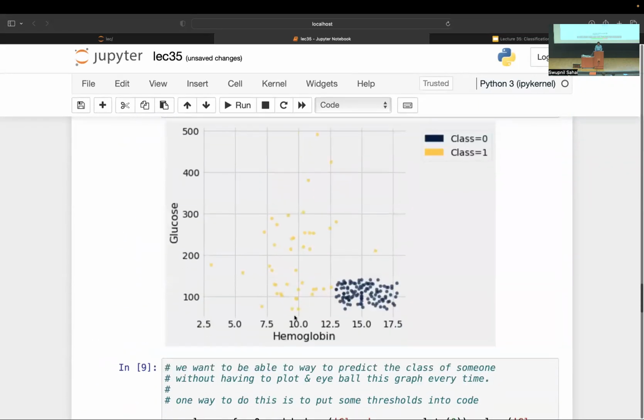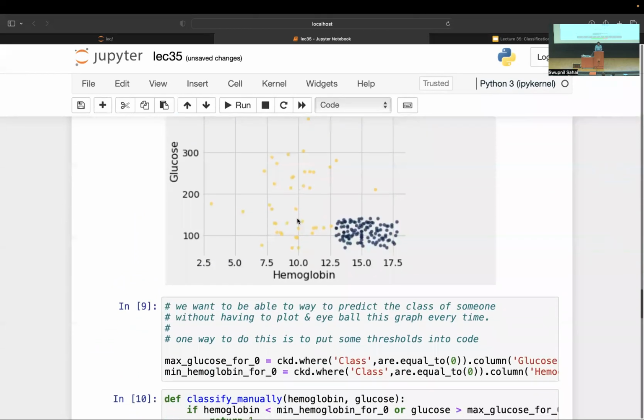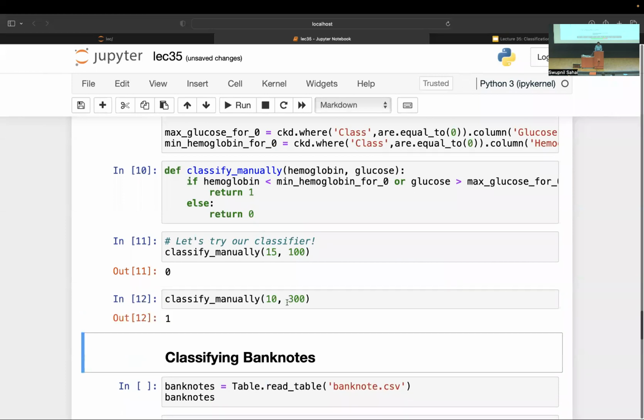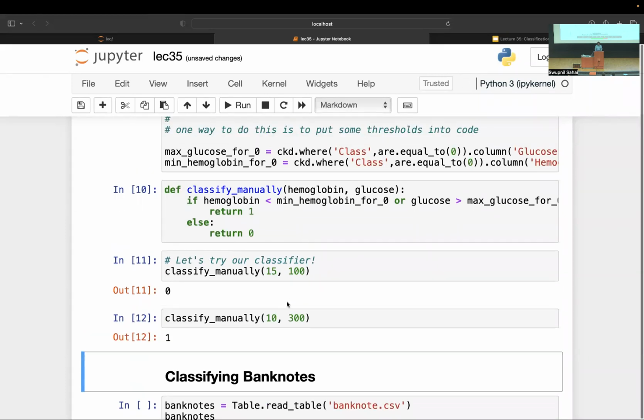And then we could do 10,300. That's going to be all the way up here, very much inside the gold area. And we get a prediction of 1 in this case. All right, so this is one way to build a classifier.